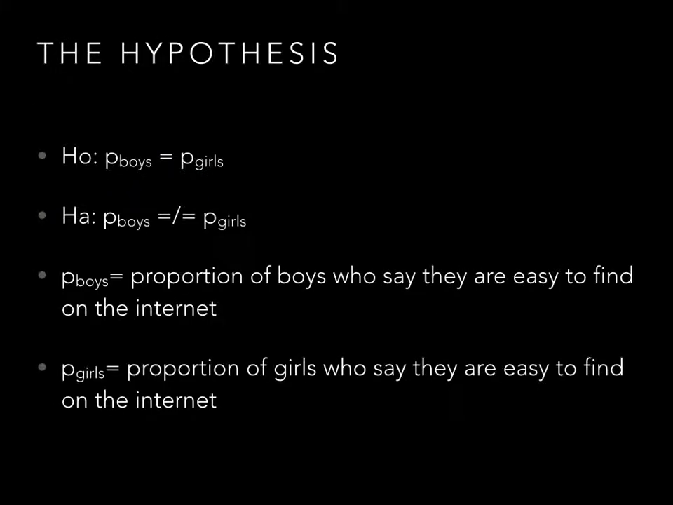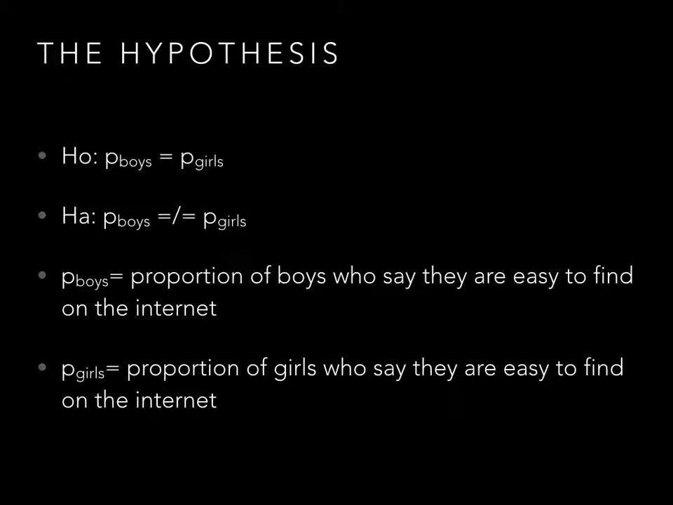So for example, the hypotheses would be H0: the proportion of boys equals the proportion of girls. HA: the proportion of boys does not equal the proportion of girls. And remember, you have to define what each of these proportions are. P boys is equal to the proportion of boys who say they're easy to find on the internet, and P girls is equal to the proportion of girls who say they're easy to find on the internet.